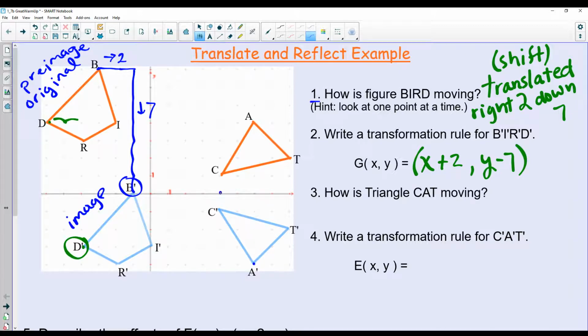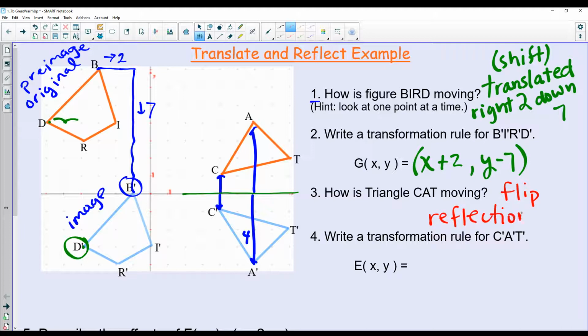Okay, so if we look at this, C is 1 unit up, and now C is 1 unit down. Here, A is 1, 2, 3, 4, 4 units up, and now it's 4 units down. So it's the same distance away from the x-axis, but it has been flipped over. Notice I keep saying that word flipped. If you see a flip, that means that it is a reflection, okay?